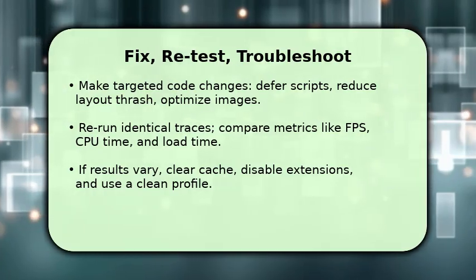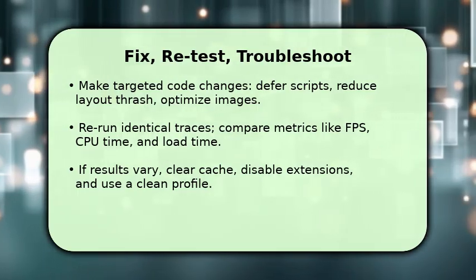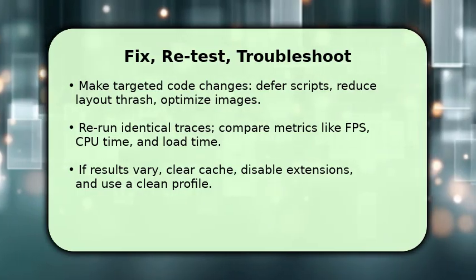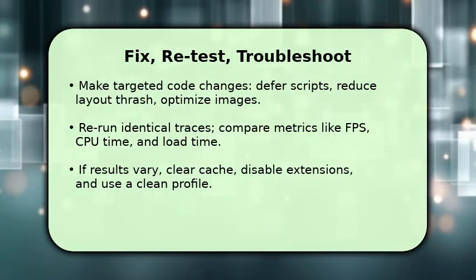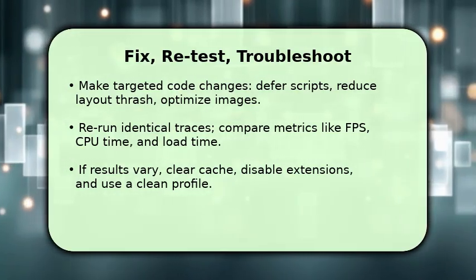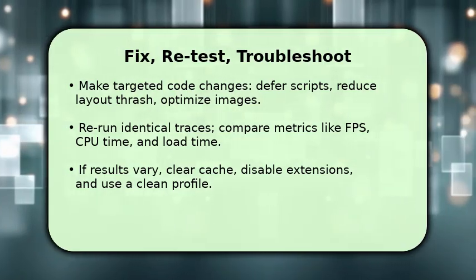Compare key metrics such as FPS, scripting time, and total load time across runs to confirm gains. If traces are inconsistent, take one troubleshooting step at a time. Clear cache, disable extensions, or test in an incognito profile to eliminate noise. If issues persist, revert to a baseline capture and isolate which change altered the behavior.